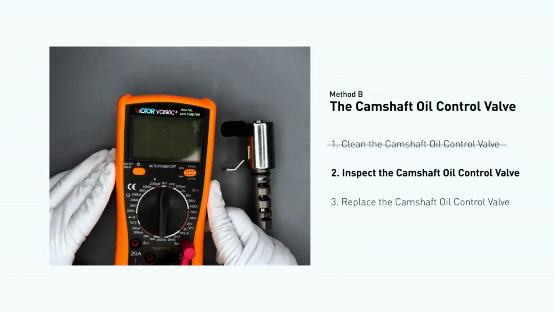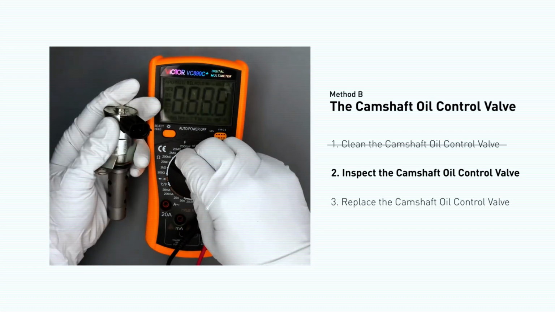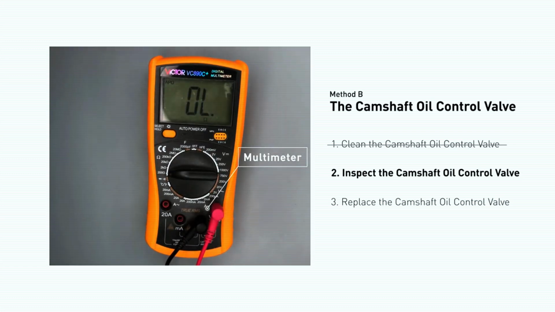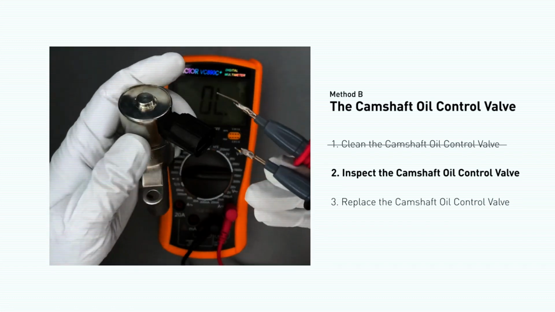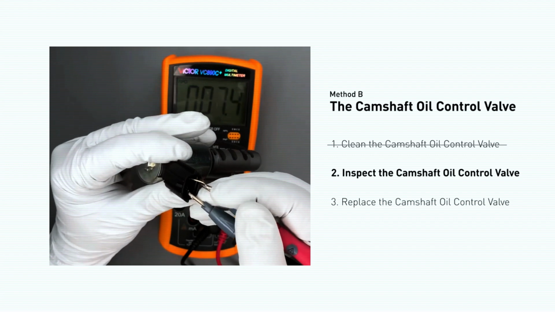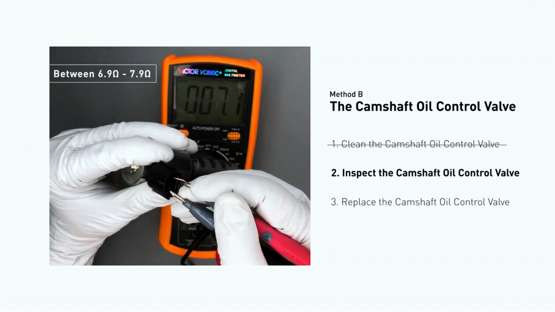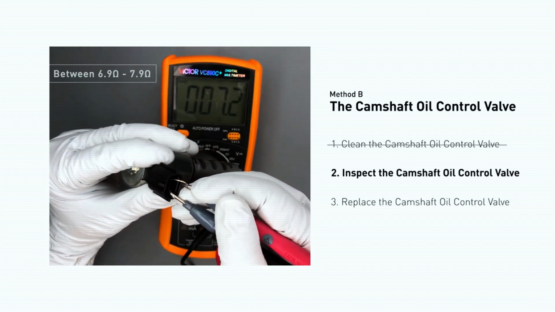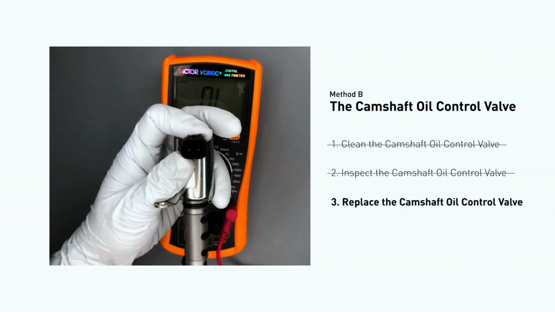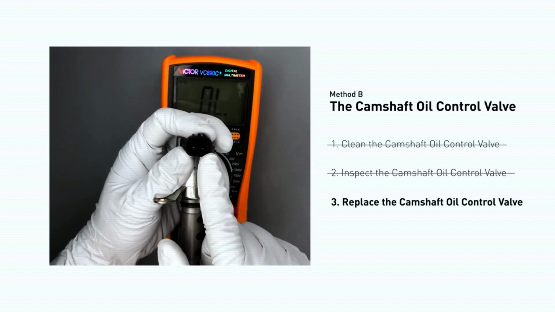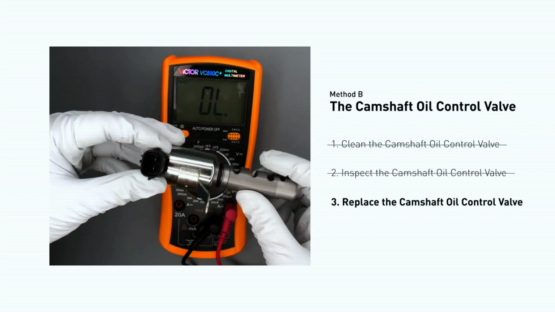In ambient temperature of 68 degrees Fahrenheit, the valve resistance is between 6.9 ohms to 7.9 ohms. If you do not get a reading, this indicates that the camshaft oil control valve is faulty and needs to be replaced. So here are 2 of the most practical solutions to fix Honda's P0012 error code.